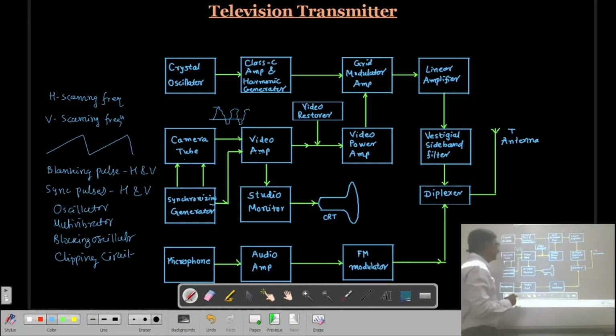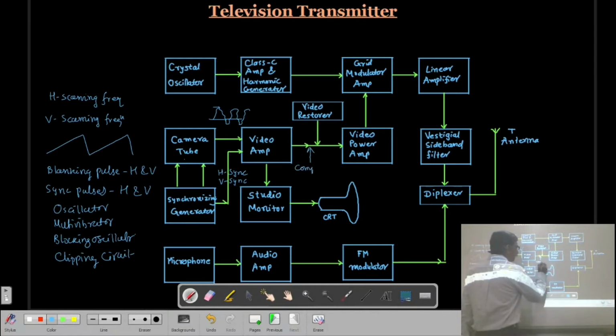So here the video amplifier is there, and with the video amplifier, the horizontal sync and the vertical sync, these two pulses are going to be added with the video information. So it will generate a complete composite video signal. So here if you see the output of the video amplifier, at this point you will get a composite video signal.